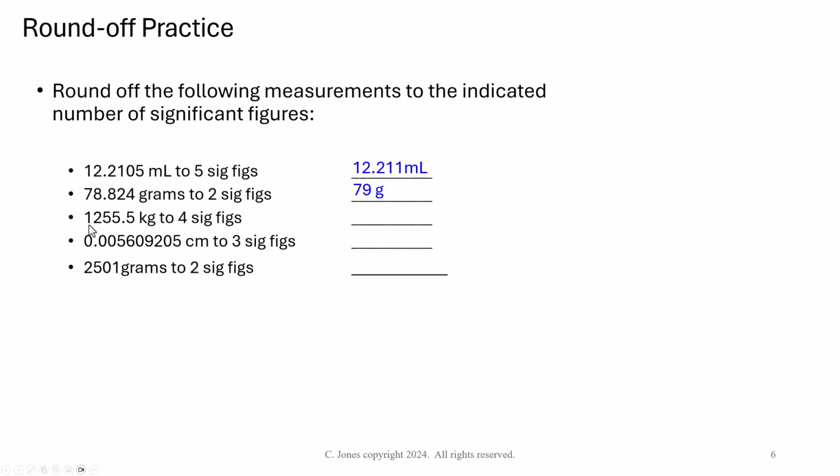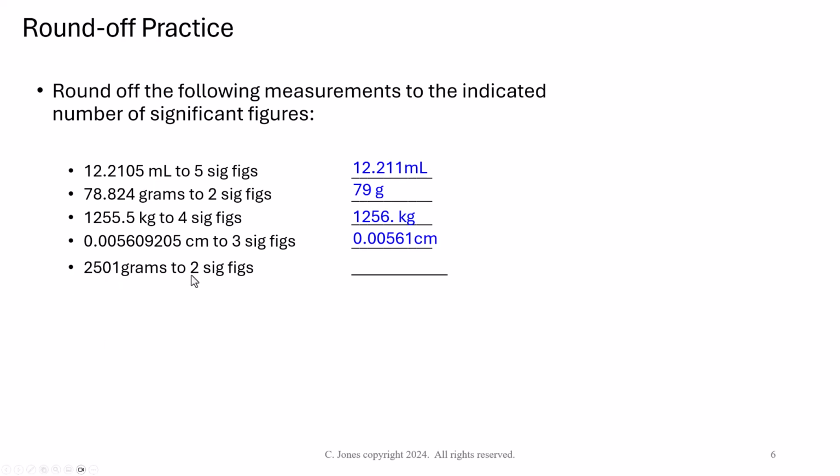1,255.5 kilograms to 4 significant figures. It's going to be 1,255, but the next digit over is a 5, so again we have to round this up. Now I'm not going to read this next one, sorry, but you can see we want to round it to 3 significant figures. These zeros, remember, are not significant because they place the decimal. These zeros are significant because they're part of the measurement. If we want 3 significant figures, we're looking at 560, but the next digit to the right of the 0 is 9. So that means we're going to round this up to 0.00561.